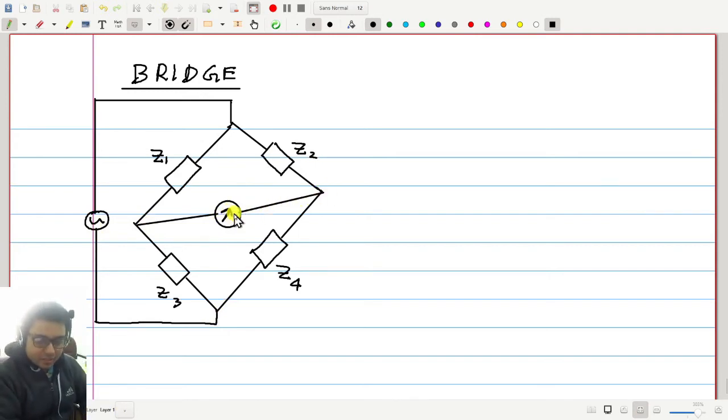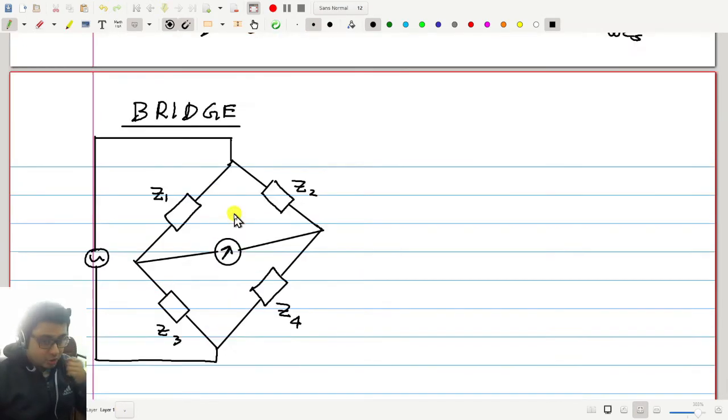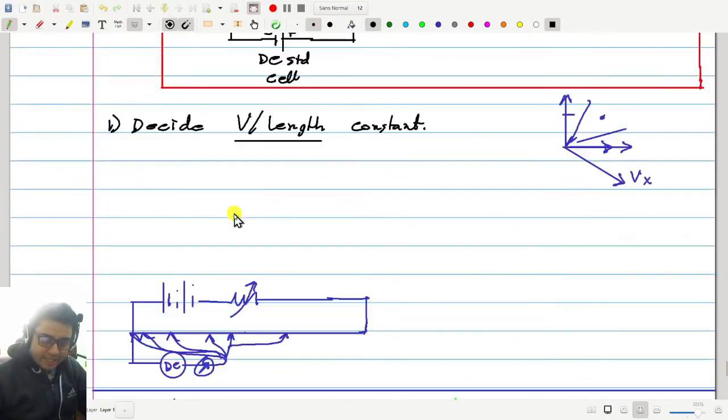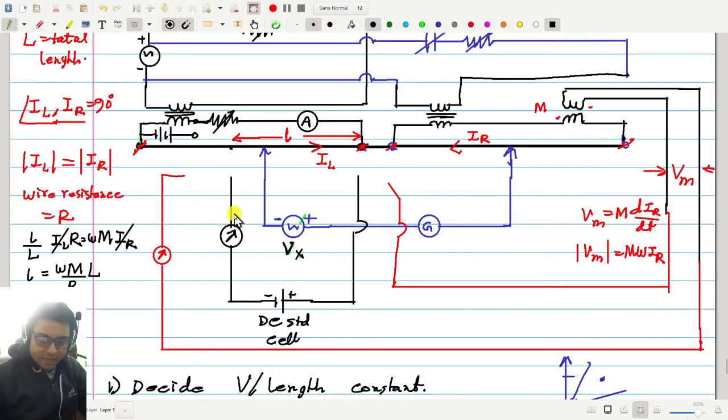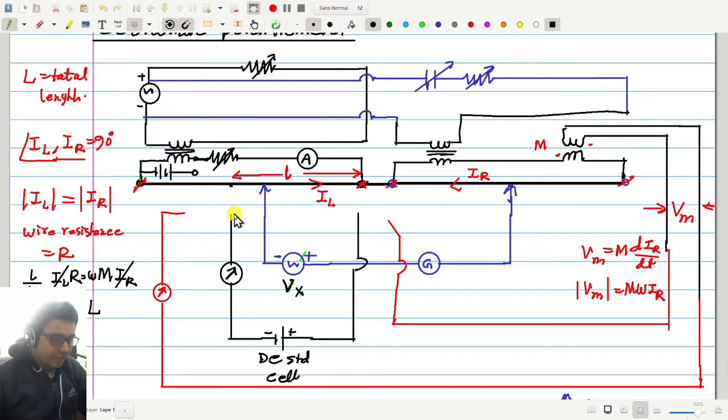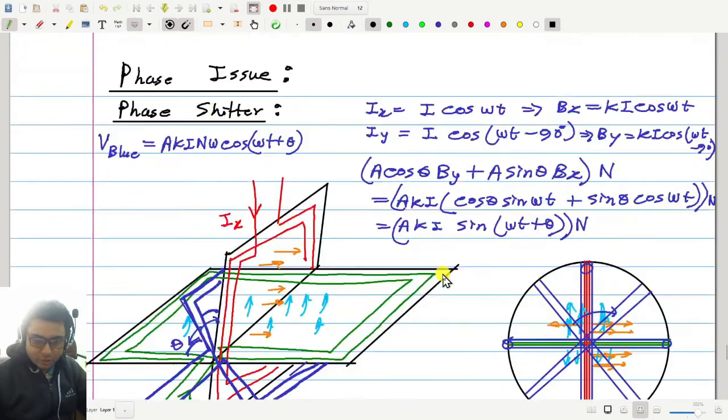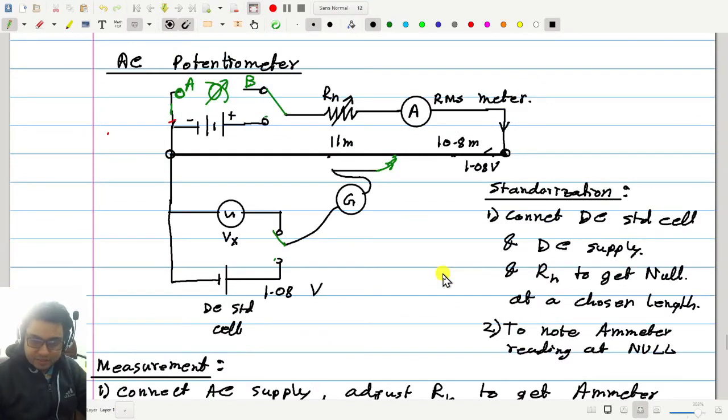Acha, by the way, in the last 2 classes I made a very gigantic mistake. While talking about AC potentiometers, throughout my class I was saying this detector, these null detectors, as galvanometers. In fact, here I also wrote the symbol G for galvanometer, and I think I did it throughout the last 2 classes, and that is wrong here also.